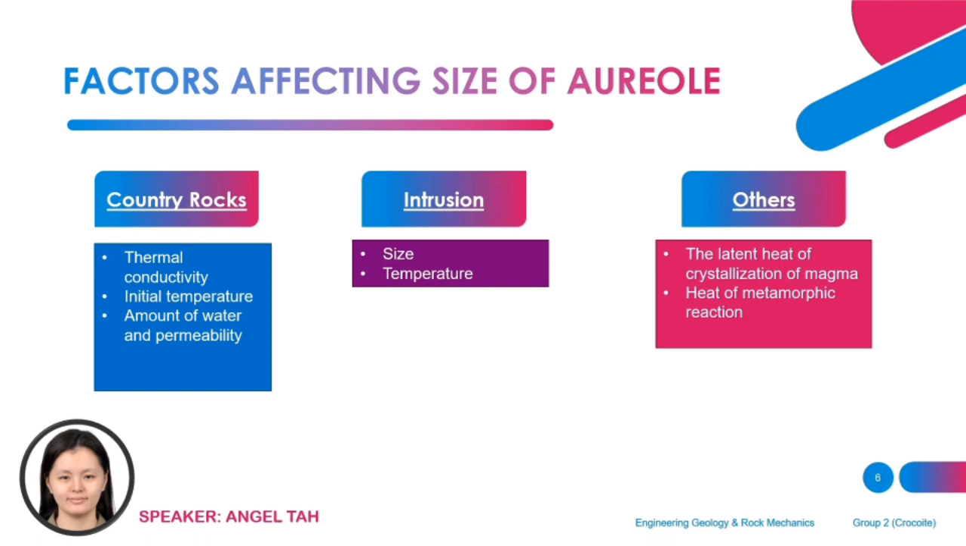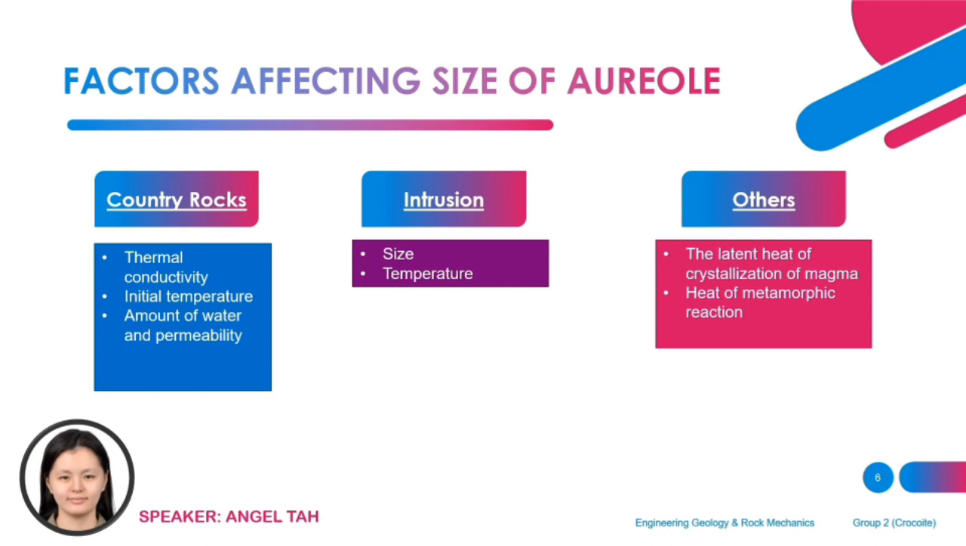So to the next point, intrusion. The size and the temperature of the intrusion is crucial, as it controls how much heat is available to heat the surrounding country rocks. Lastly, the latent heat of the crystallization of the magma. The total amount of heat available in a liquid is not only dependent on the temperature, but also involves the heat released due to crystallization.